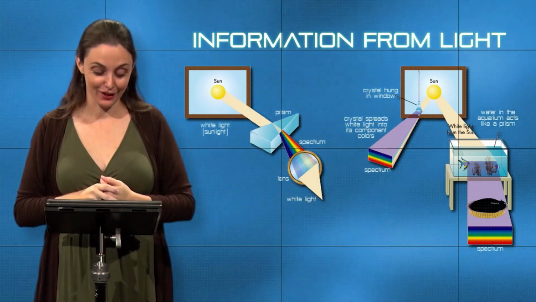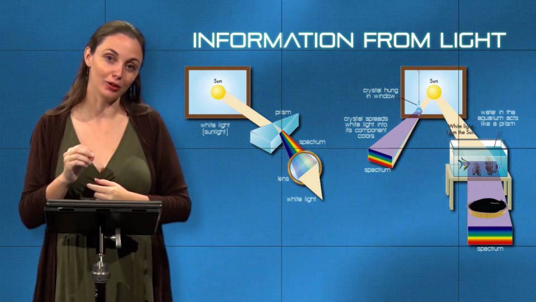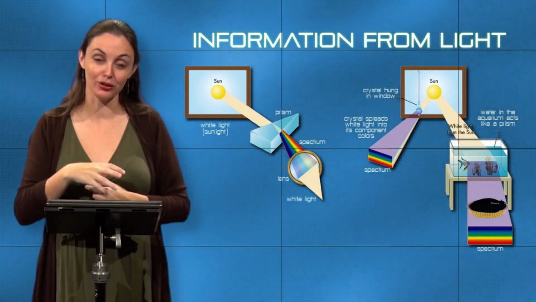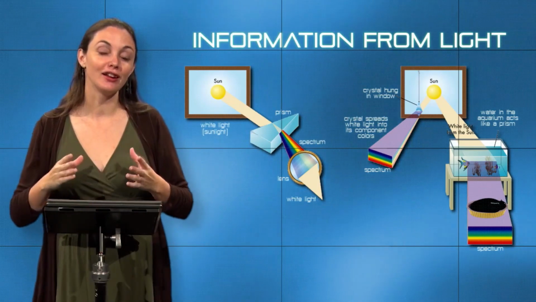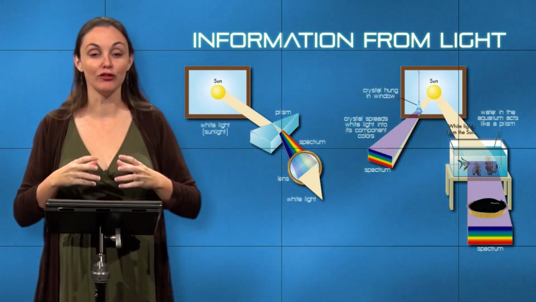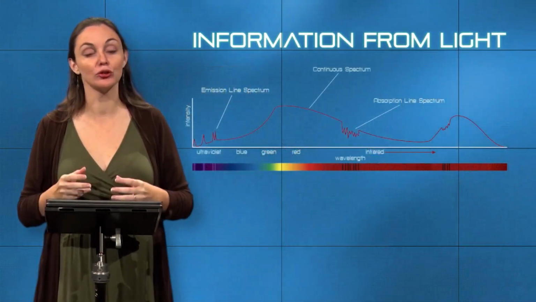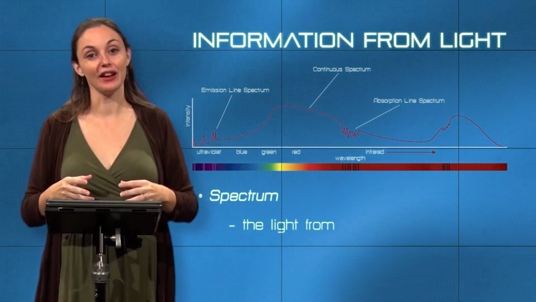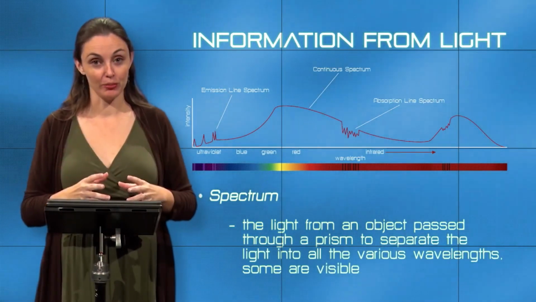So it's almost like in the light, if you're paying enough attention, if you're able to look at it with individual tools like a prism and a telescope, you're able to see not just the light that everybody else can see, you're able to see the message that reveals information about that object. So the first crucial part of this is, of course, taking the light from that object and passing it through a prism. Then you create a spectrum.